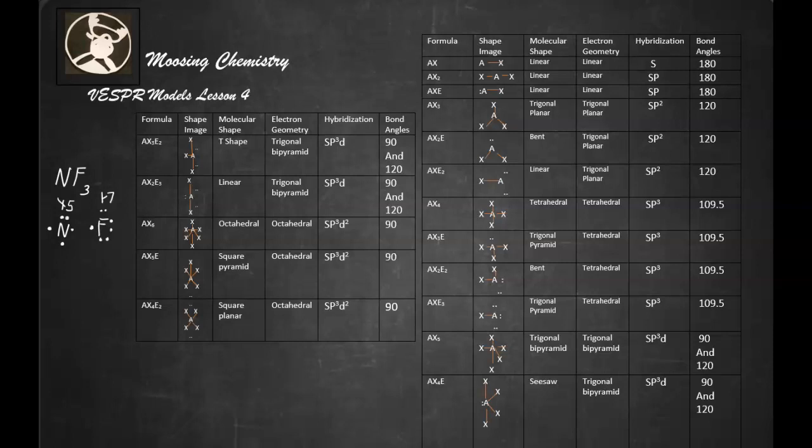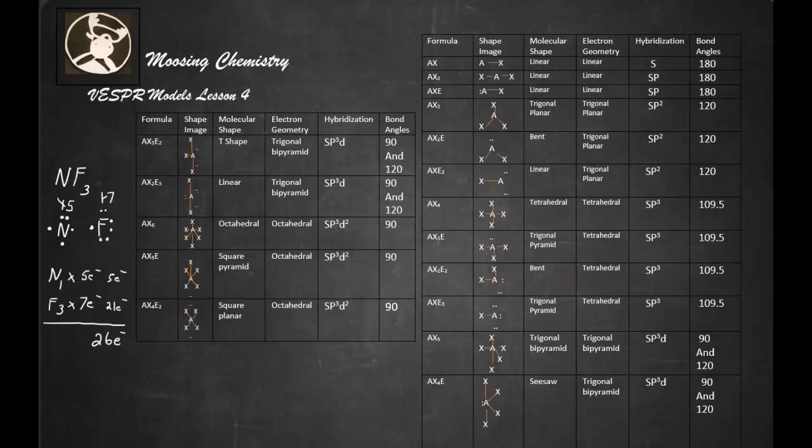Okay, so the next thing we're going to do is try to determine the number of valence electrons we're going to have. So let's go ahead and set that up. N equals 1 times 5 electrons, and F equals 3 times 7 electrons. Well, this gives me 21 electrons. This gives me 5 electrons. So this gives me 26 valence electrons to use. Okay, pretty easy so far.